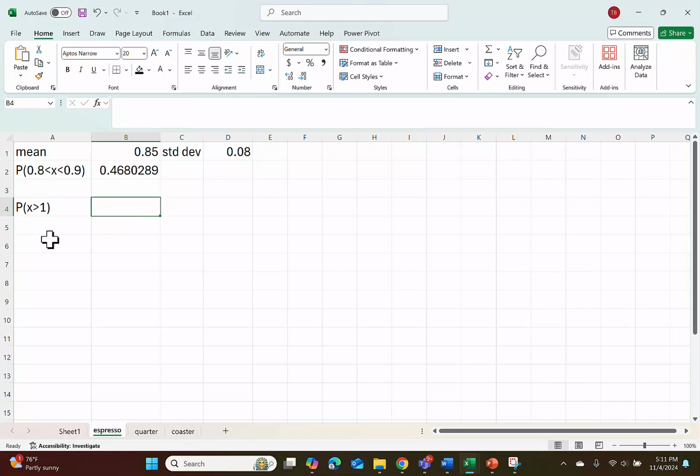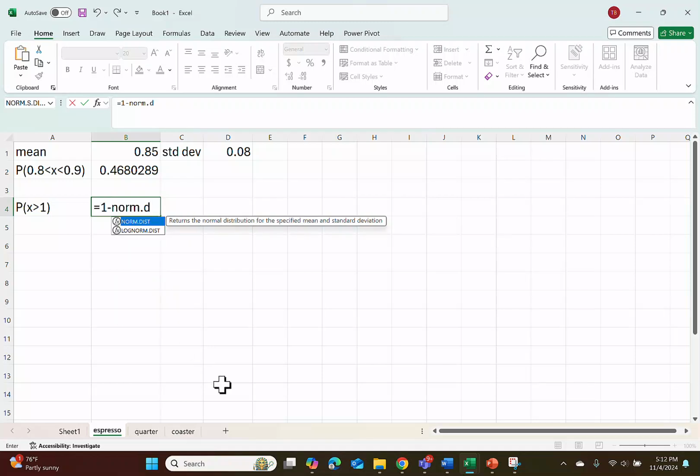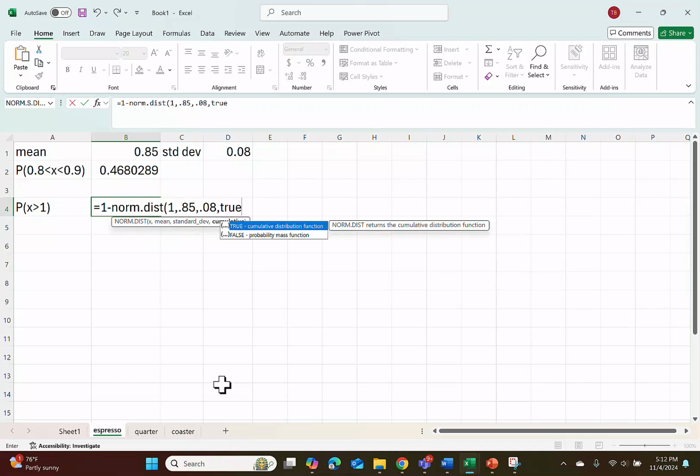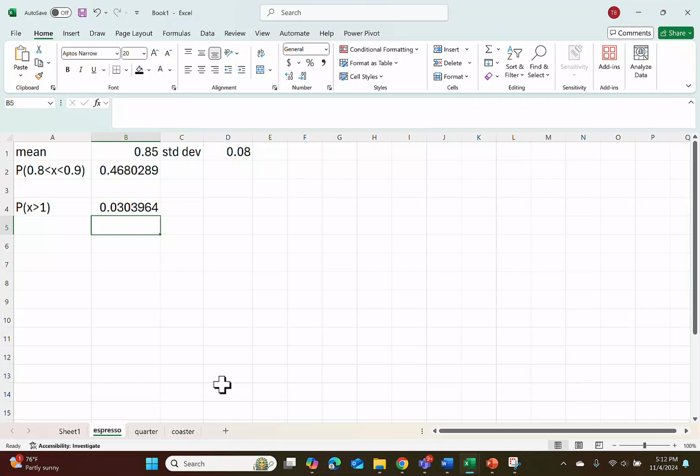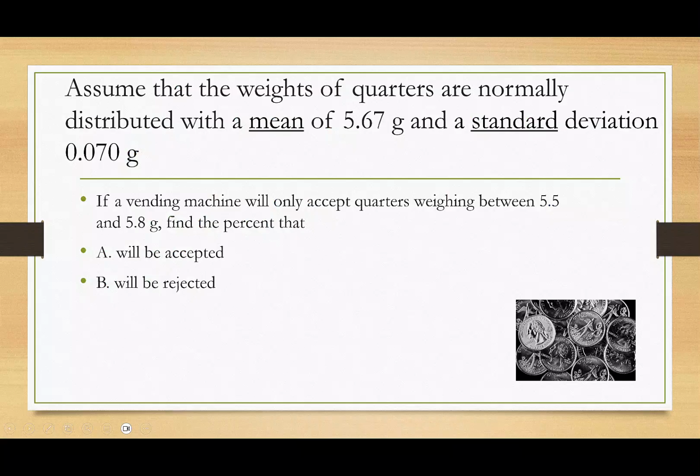To get the probability that x is greater than 1, greater than says you start with 1. So I hit equals 1 and then minus norm.dist, parentheses, 1 for my x value, 0.85 for the mean, 0.08 for the standard deviation, true, says the probability is 0.0303964 or 0.0304.